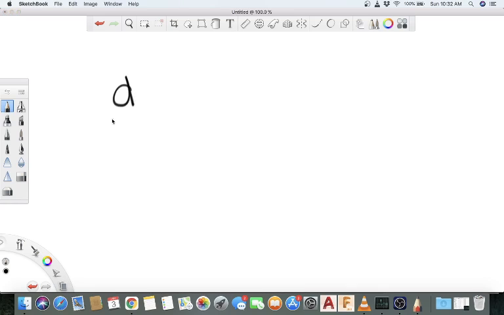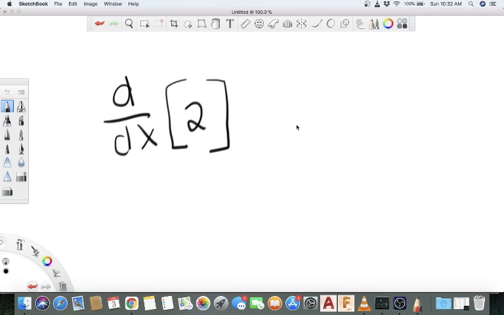Now, what if you want to take the derivative of just a constant? Whenever you're taking the derivative of just a constant, it's going to equal 0. And just remember that.